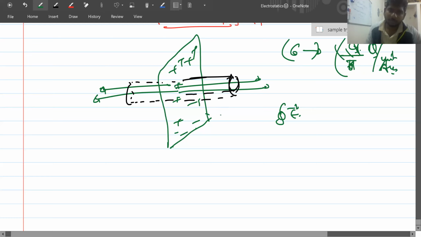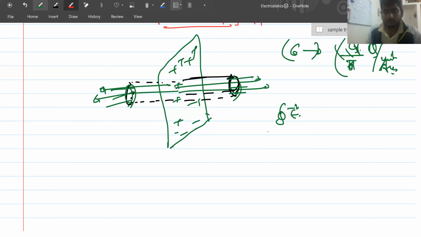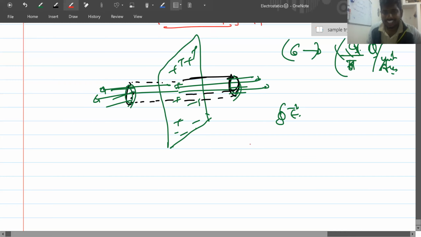Now I am taking a cylinder of this sort, where the electric field will be uniform over this surface. I can divide it into first, second, third, these three surfaces. But the third surface is actually perpendicular to the electric field. The area vector and the electric field have an angle of 90 degrees, so this dot product will be 0.